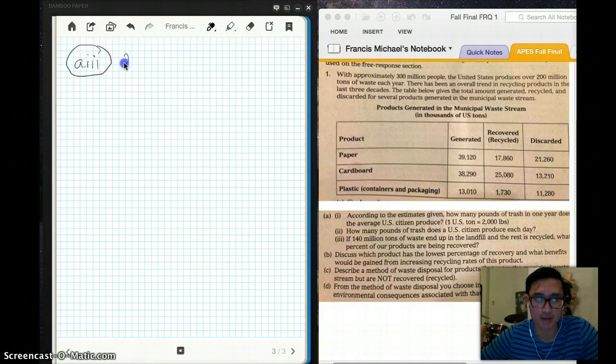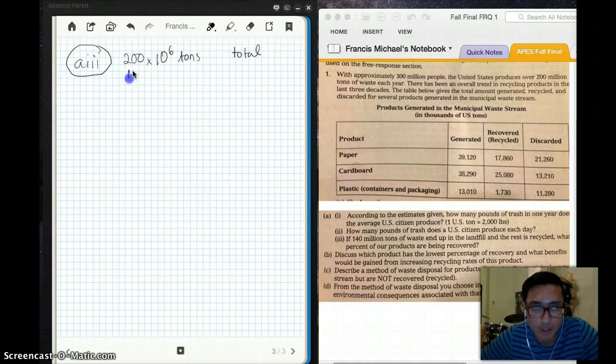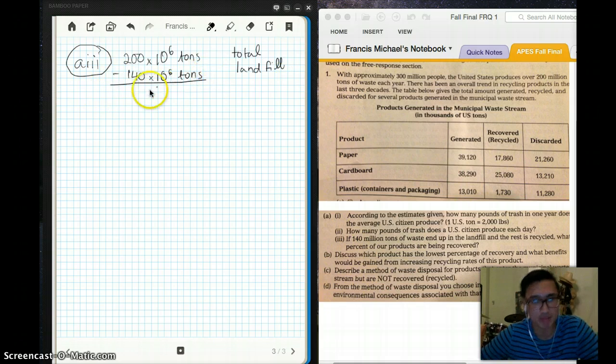So we have to figure out, okay, so there's 200 million tons total. So this is our total. And we're saying 140 million of those tons, where do they end up? They end up in the landfill. Not very good. So what's 200 million minus 140 million? Well, that's pretty easy. It's only 60 million. So 60 million tons, where do they end up? Well, they're actually recycled. We recovered them, okay? They don't end up in the landfill.